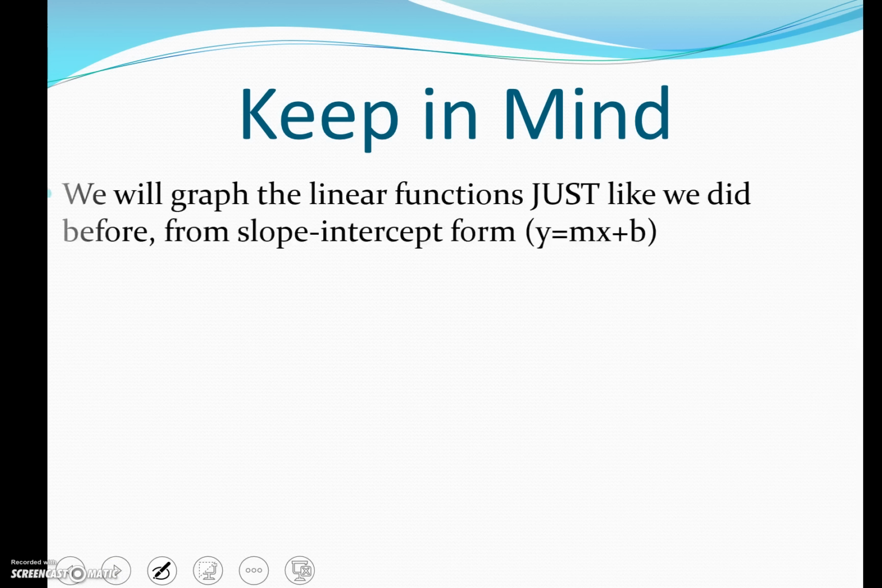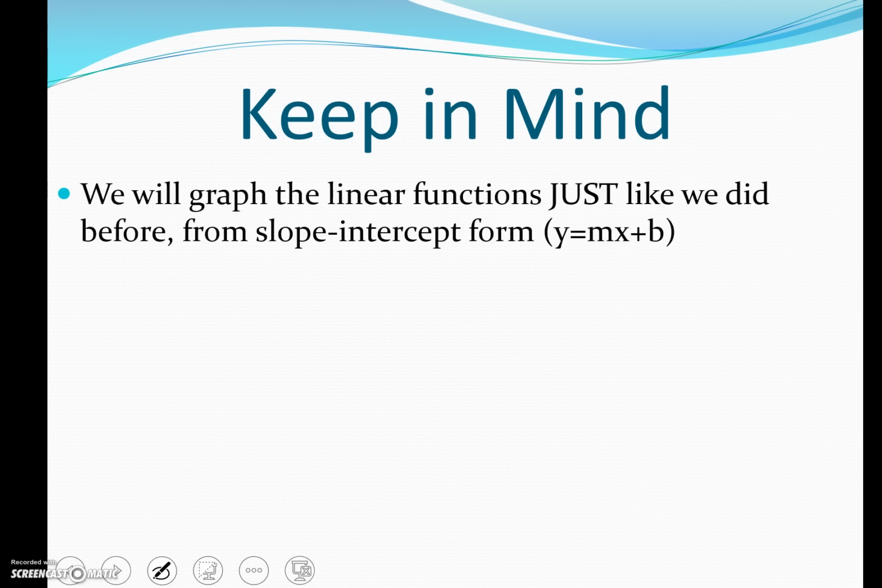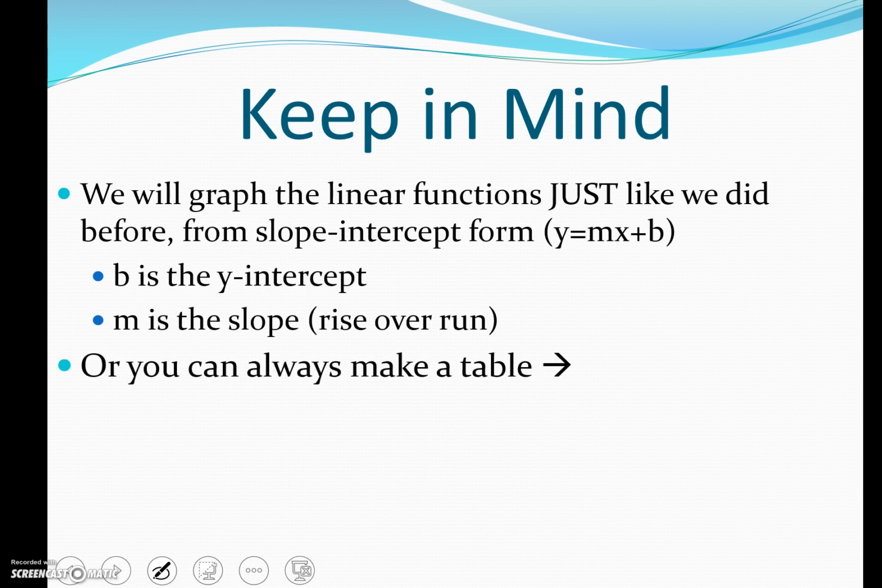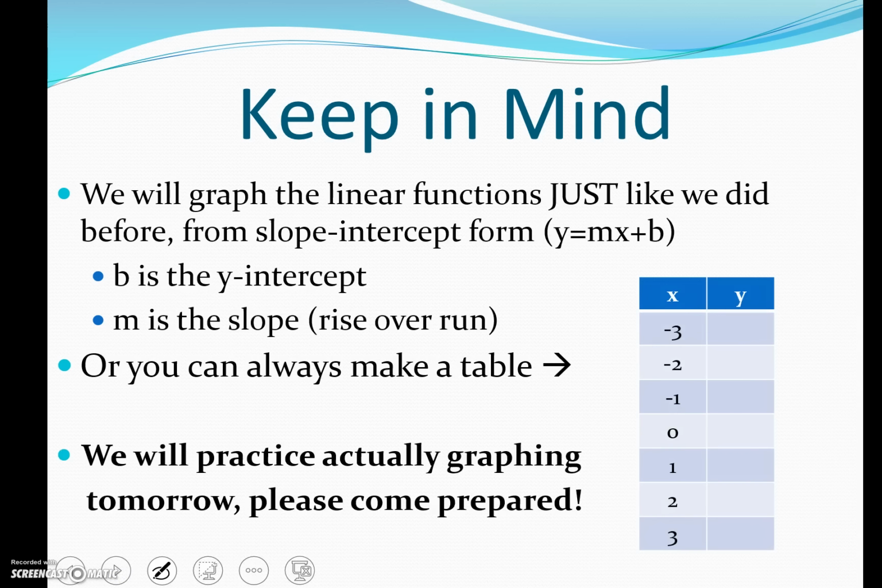Keep in mind that when we do these graphs, it's like we did before, where we're graphing in slope-intercept form. The first thing we do is graph b, which is our y-intercept, and then m, which is our slope, for our rise over run, to graph a couple of points. Then from there, we want to identify our points of intersection. Don't forget, you can always make a table of values and graph that as well. We will be practicing these tomorrow, so make sure you're coming prepared with your notes as well as with being able to actually graph a line.